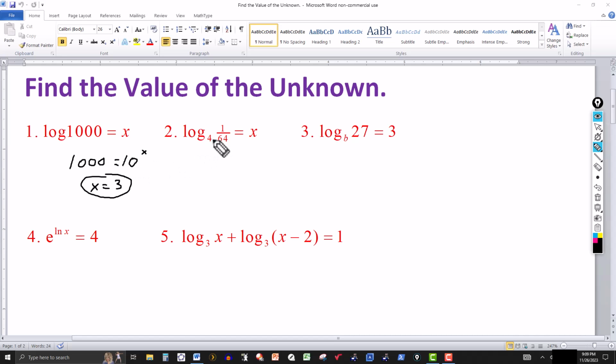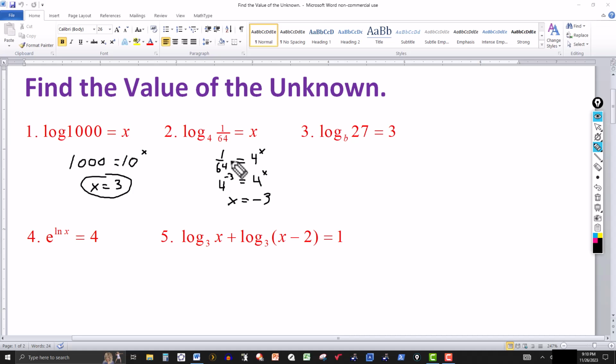The next one, again, same sort of thing. We have the log of 1 over 64 to base 4 is equal to x. What is the value of x, the unknown? By definition of log, I know that 1 over 64 has to equal 4 to the x power. You can figure it out that way, or you can rewrite the 64 as 4 to the negative 3. We have a base of 4, a base of 4, so the exponents have to be equal. So x has to equal negative 3.